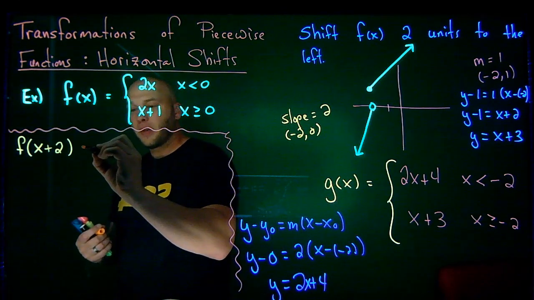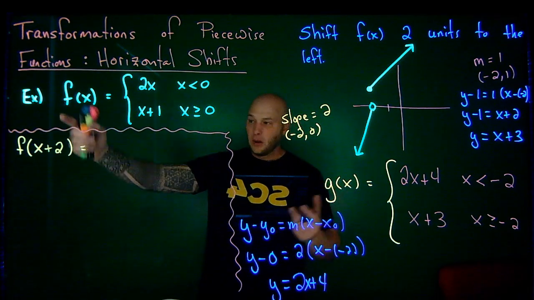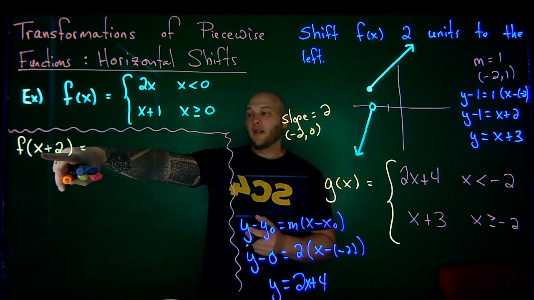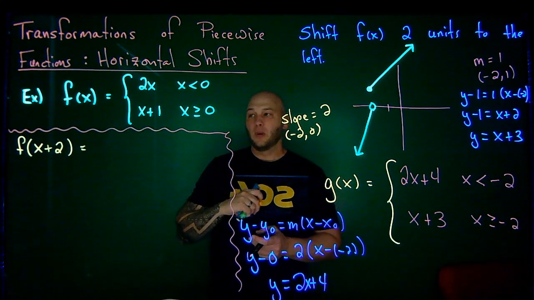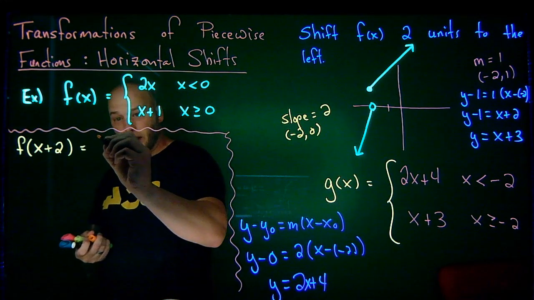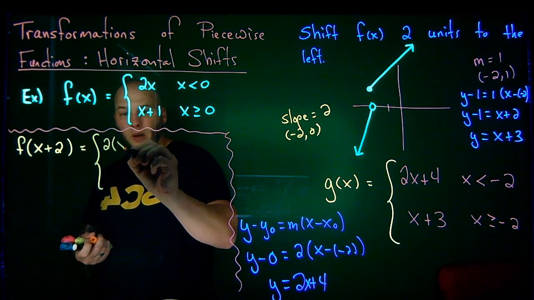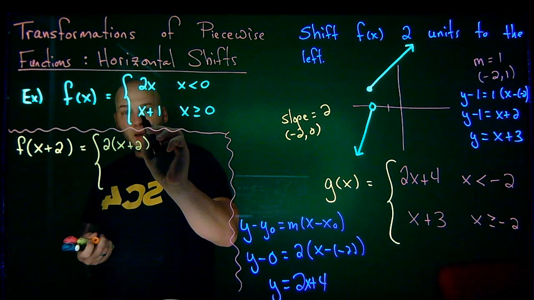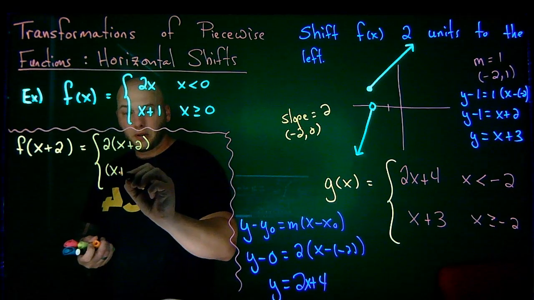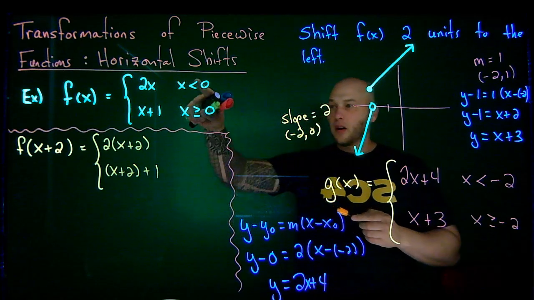Now, remember that when we do a horizontal shift to the left or to the right, or whatever the case may be, in the function expression I replace every occurrence of x with x plus 2. Well, let's go back to the original function and do that. So 2x is going to get replaced with 2 times x plus 2. And the second expression, which is x plus 1, I'm going to replace x with, once again, x plus 2, plus 1.